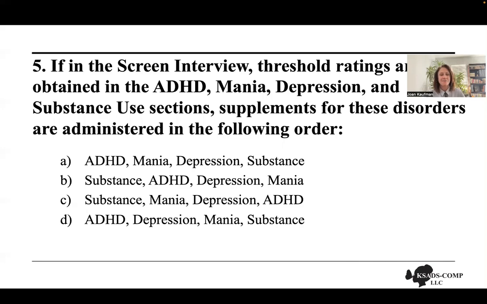Question 5. If in the screen interview, threshold ratings are obtained for ADHD, mania, depression, and substance use sections, supplements for these disorders are administered in the following order. I'm not going to read these off, I'm going to let you just read. So which order would you want to do the supplements if ADHD, mania, depression, and substance use were all positive screens?